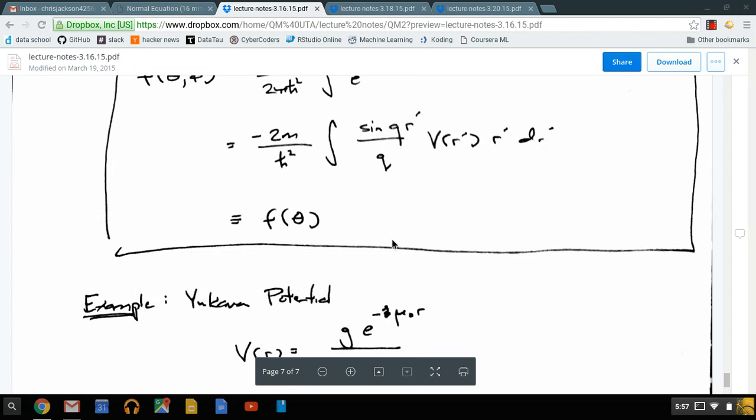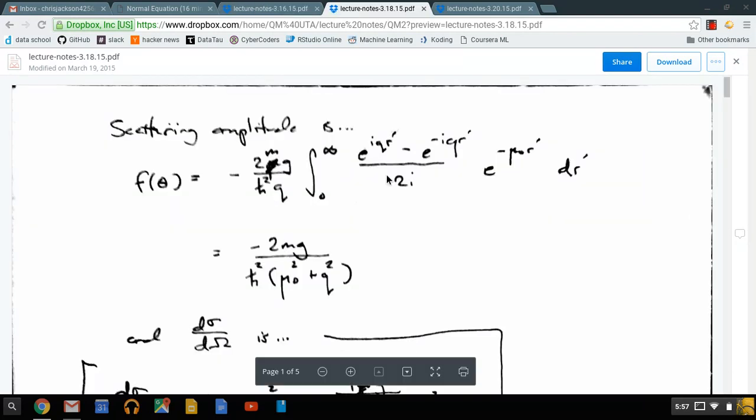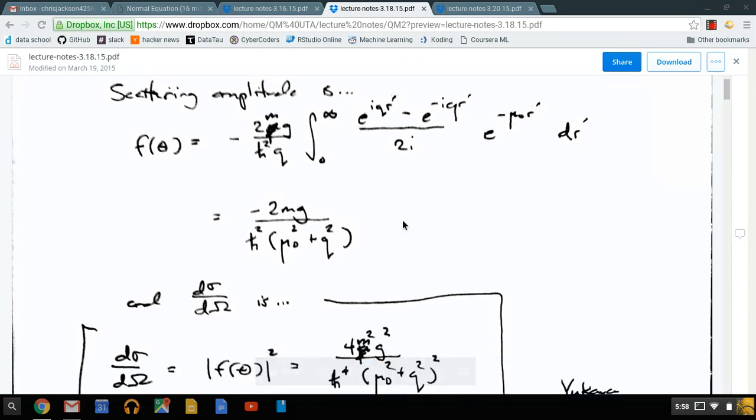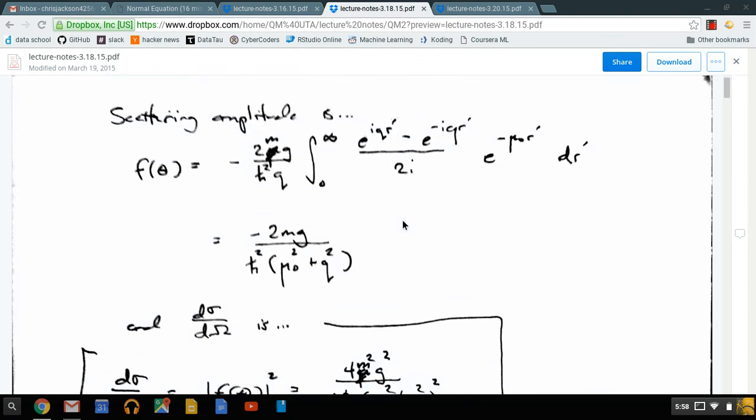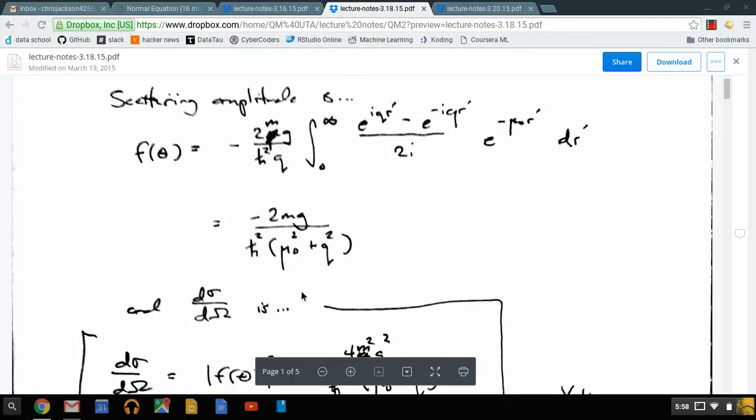Basically, since the potential goes like an exponential, I could rewrite this sine function in terms of exponentials, and so that's what I'm doing here, right? And then I can do this integration, either going through and doing some substitutions or whatnot, or I could just plug it into Wolfram Alpha. Either way is fine, and you should hopefully get the same answer. So these are all constants, right? And then I get something that goes like 1 over mu naught squared plus q squared.